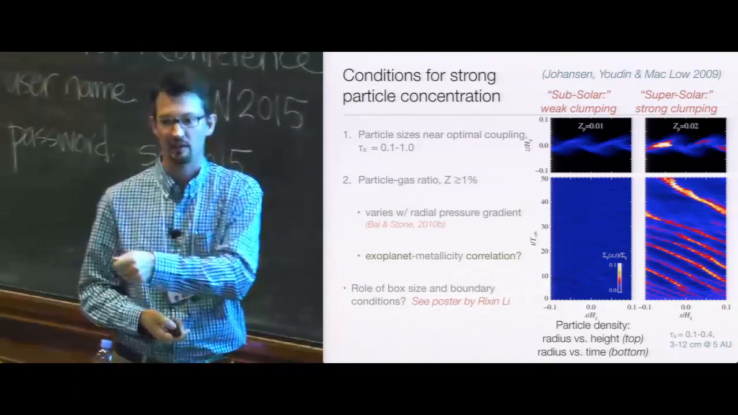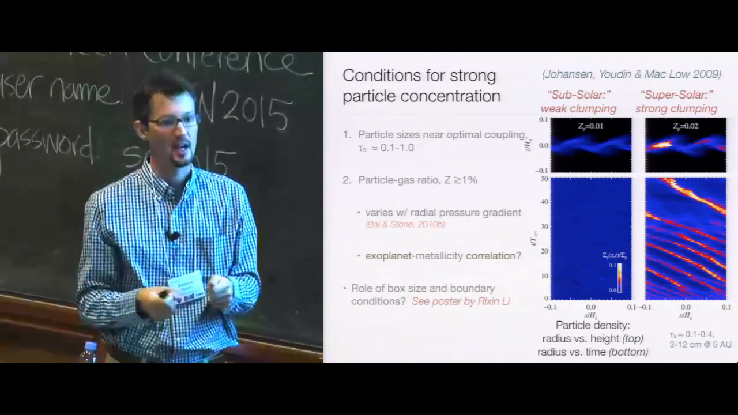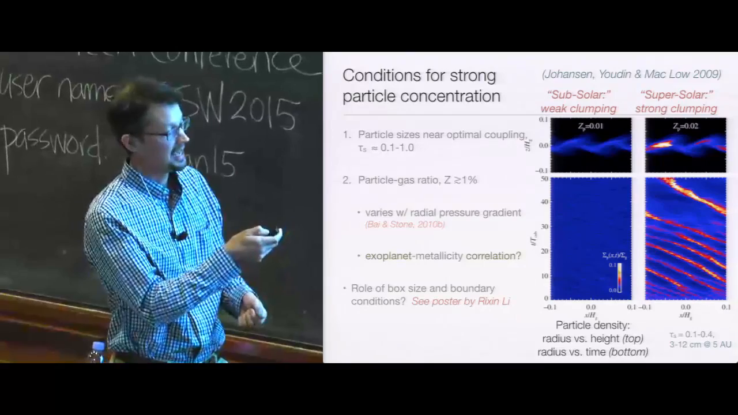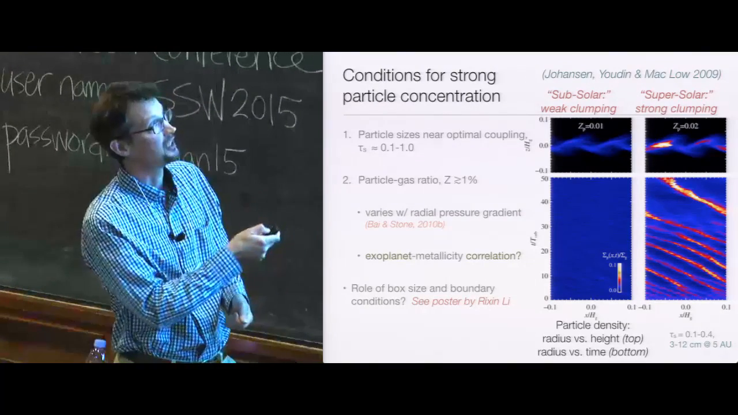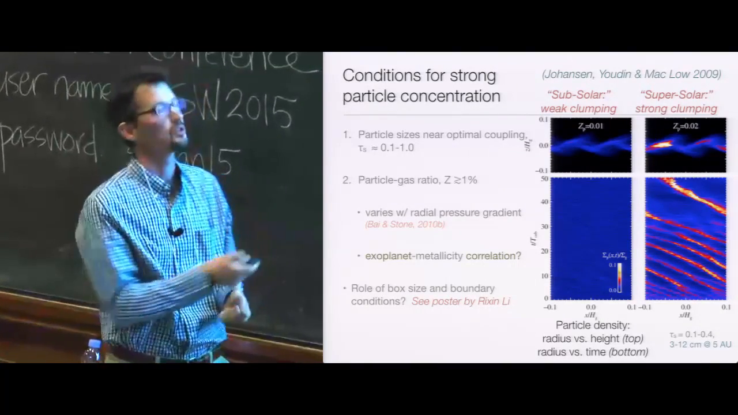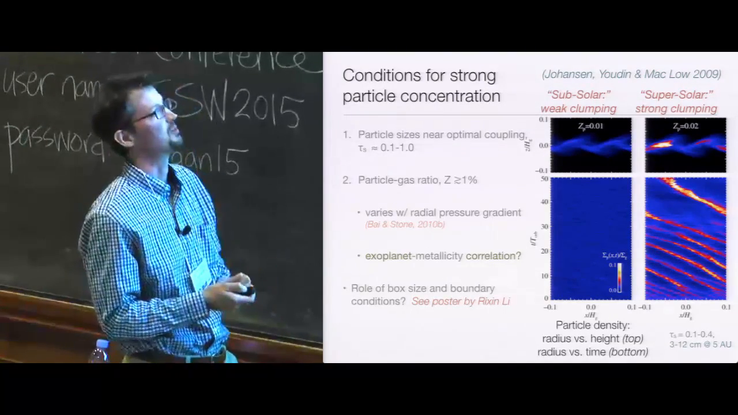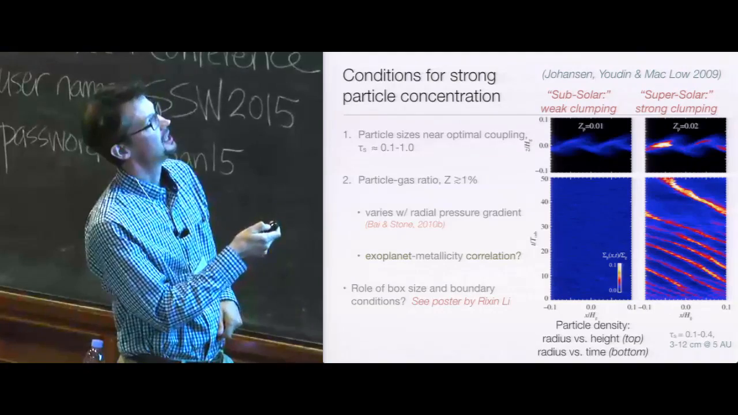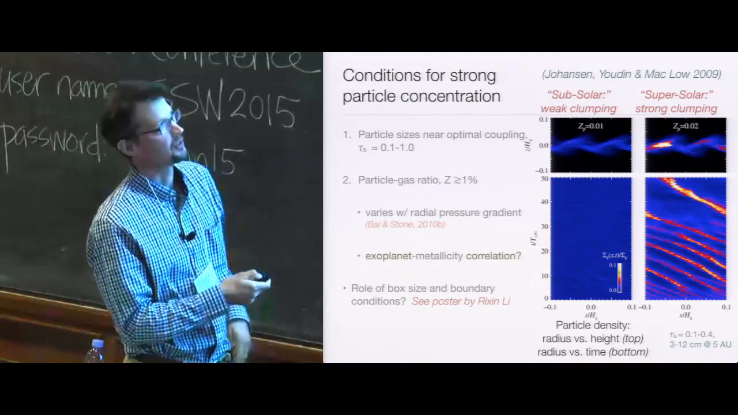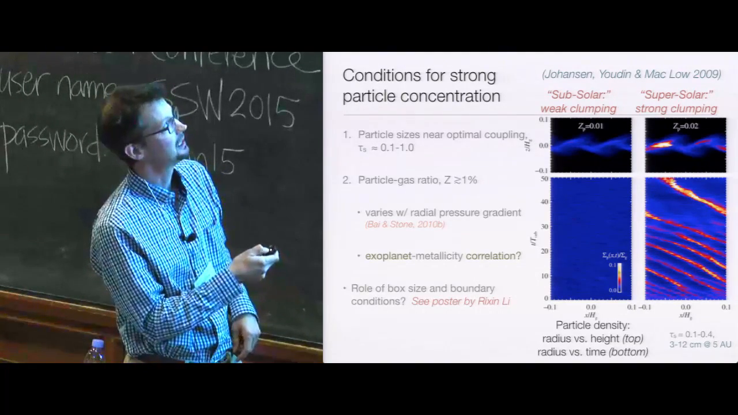The other factor that matters a lot is that you need to have enough solids relative to gas. Again, this is a feedback effect. The particles have to affect the gas dynamics, so there have to be enough of them. And it turns out that amount is about what we think we have at solar abundances. It's something a bit bigger than 1%. So maybe you need a bit of enrichment, but it's about in the range of what we think we might be able to create.